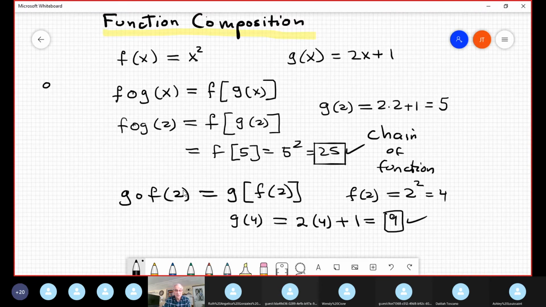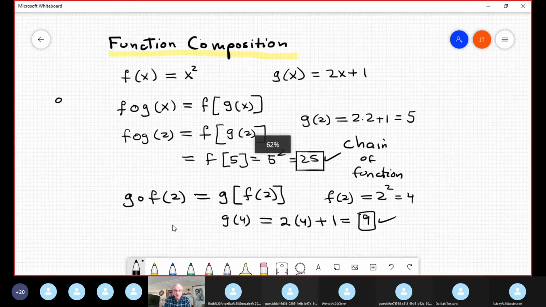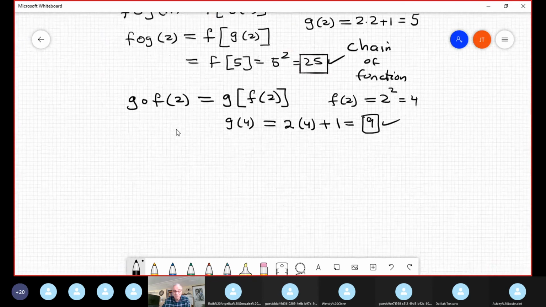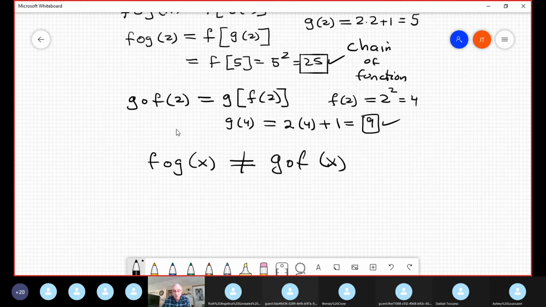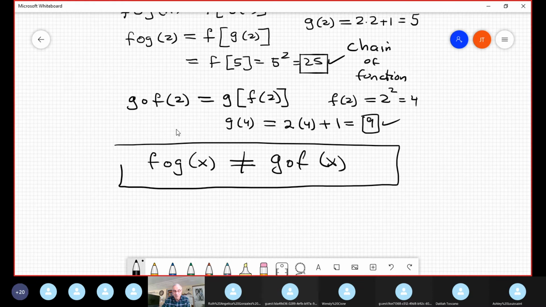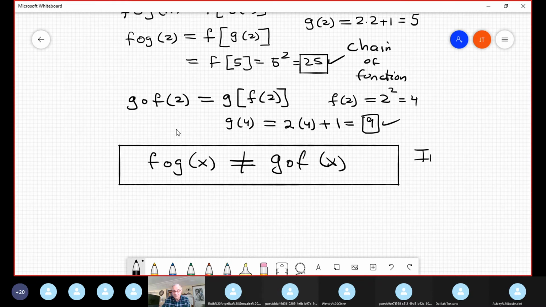So in general, I guarantee you, in particular yes, we study not this chapter, another chapter. In general, f composed with g is not equal to g composed with f. Keep this in mind, in general. In particular, it maybe is. In general.